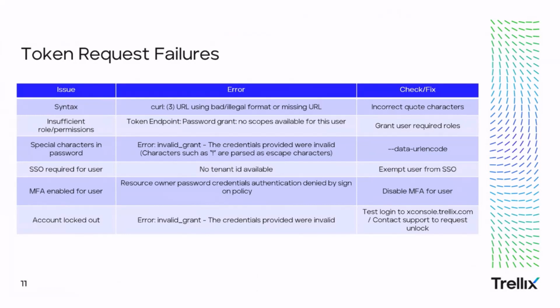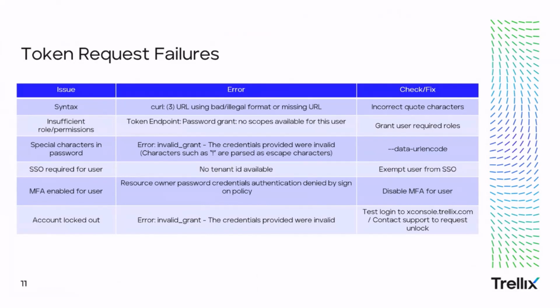If your tenant has been configured with a third-party identity provider for single sign-on, and your user account is marked as SSO required or not exempt, then the token request will fail with the error, no tenant ID available. This method of obtaining a token requires that the user is exempt from SSO and is allowed to log on using their ePO-SaaS username and password. The tenant admin owner can adjust a user's SSO status from the tenant settings page, which I will show you in a moment.